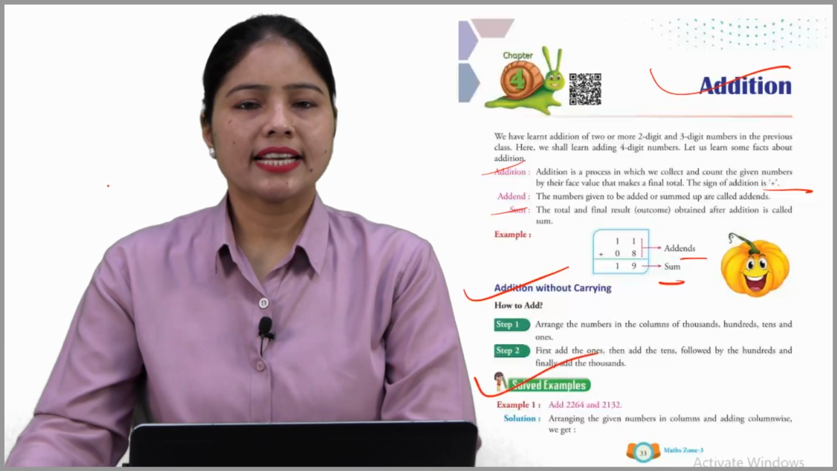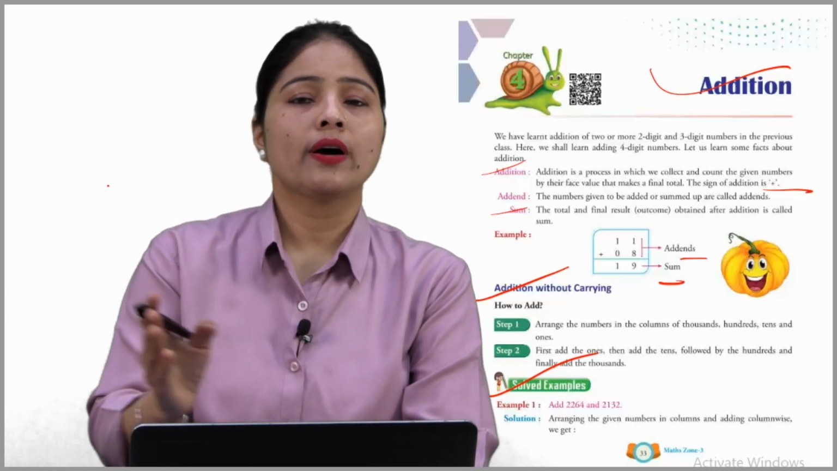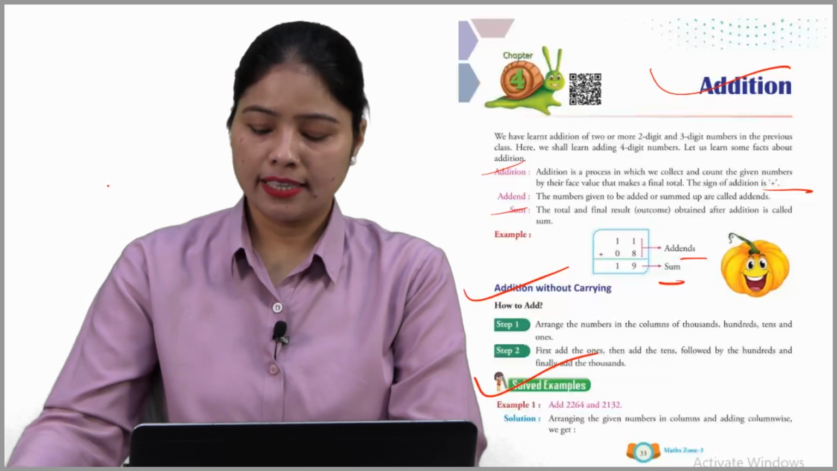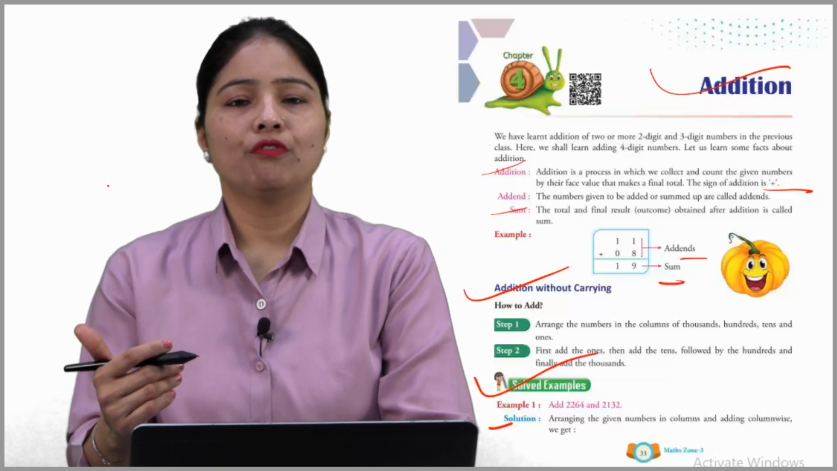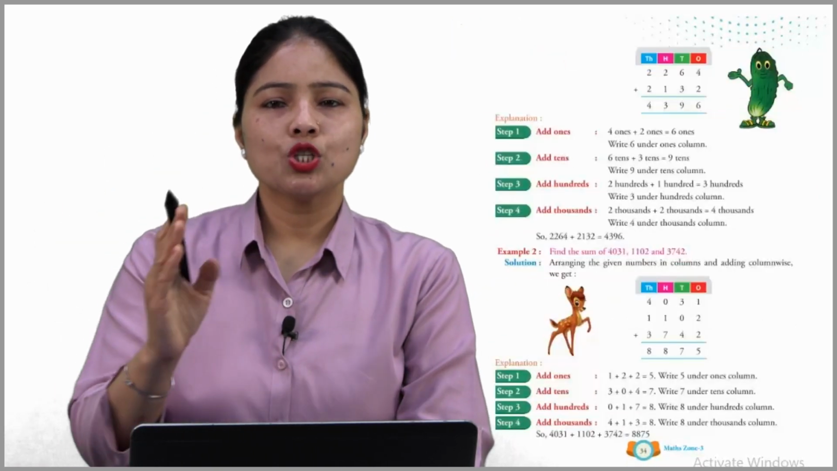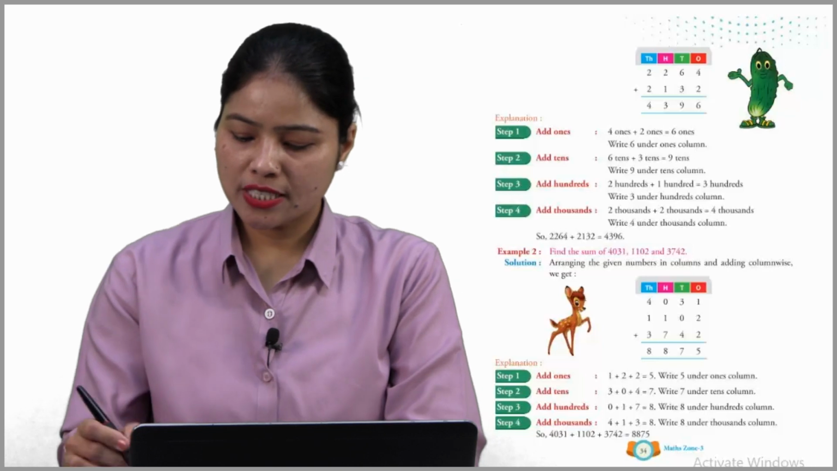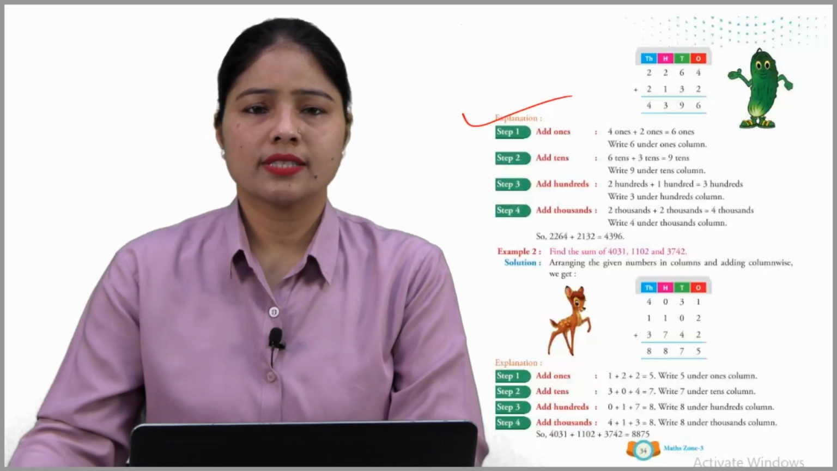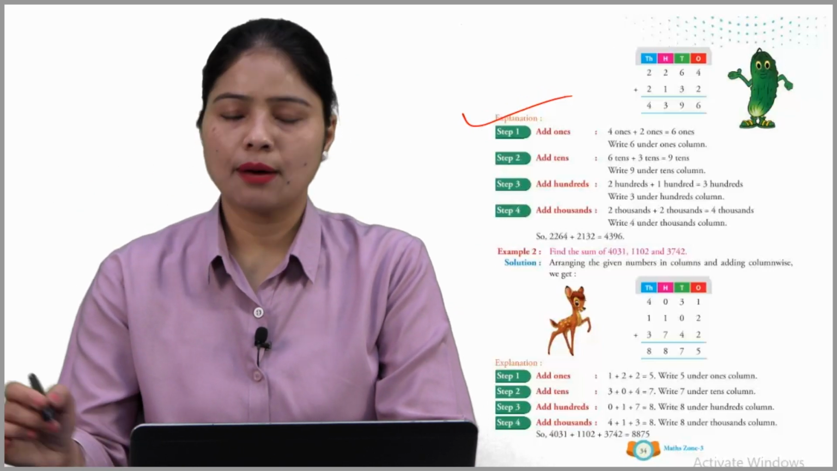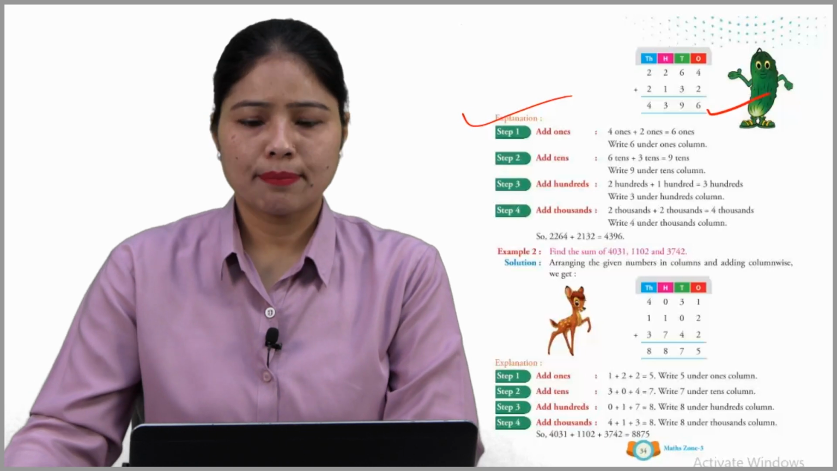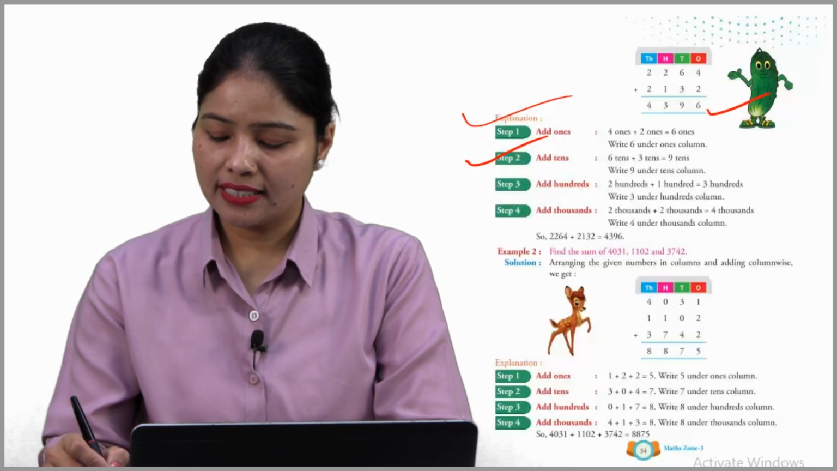So solved example. Example number 1, add 2264 and 2132. So solution is given here. Arranging the given numbers in columns and adding column wise, we get 2264 plus 2132. So हमने क्या करा? Explanations क्या है? Step number 1, add ones. सबसे पहले हम ones को add करेंगे. 4 ones plus 2 ones. 4 और 2 को हमने किया, हमारा आया 6. ओके, एंड स्टेप नंबर 2 में हम क्या करेंगे? Add tens. 6 tens plus 3 tens is equal to 9 like this.